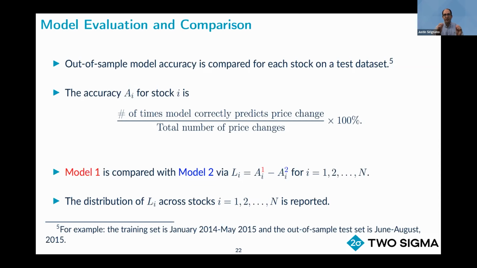Models will be compared in the following way. For the ith stock, we will compute the difference in accuracy Li between model 1 and model 2. If model 1 is better than model 2, Li will be positive. We will then report the distribution, in a histogram, of the difference in accuracy Li across a large number of stocks.